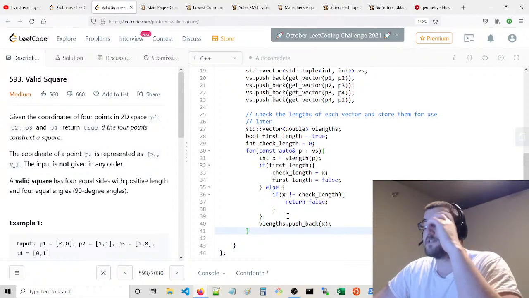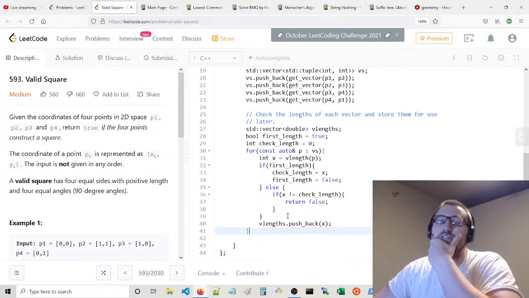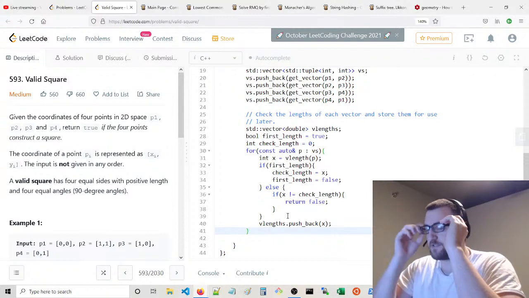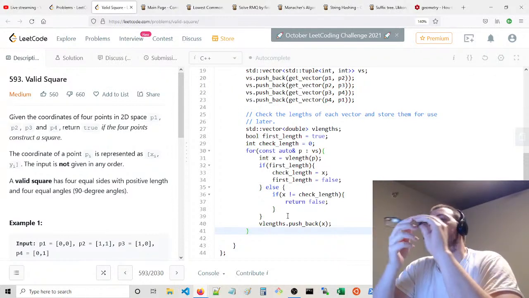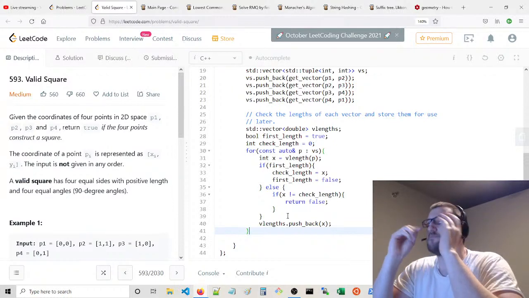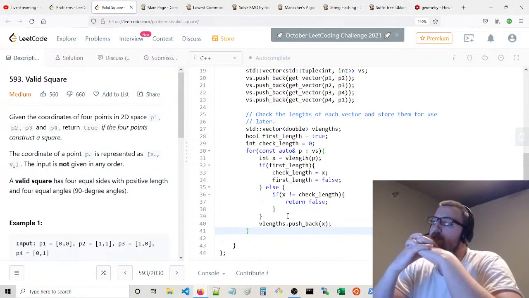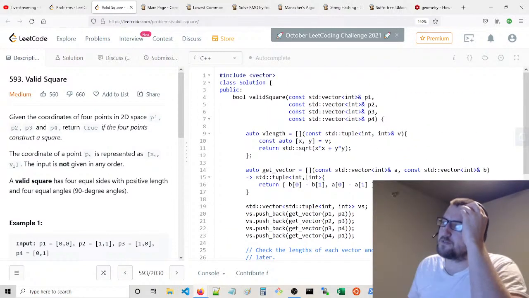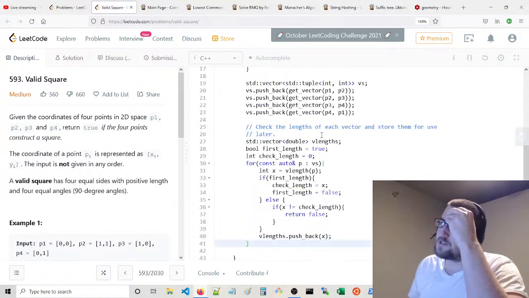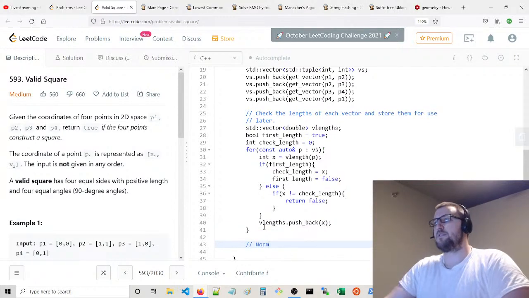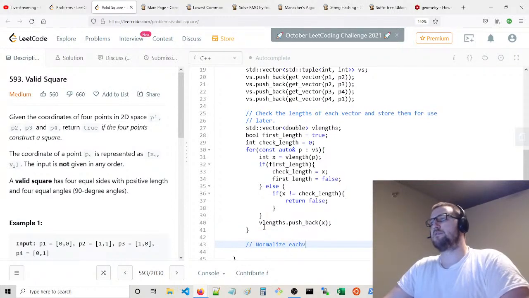But we're not going to use it just yet. So we get our v lengths. We have our check length logic. We push our lengths back. Now we want to check for 90 degrees. Normalize each vector.